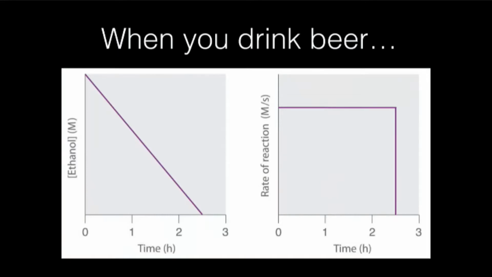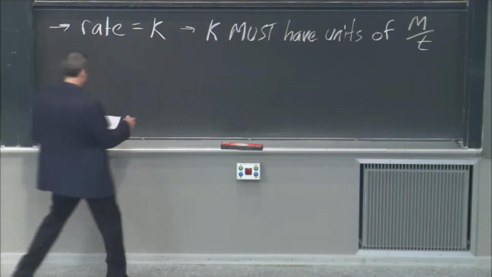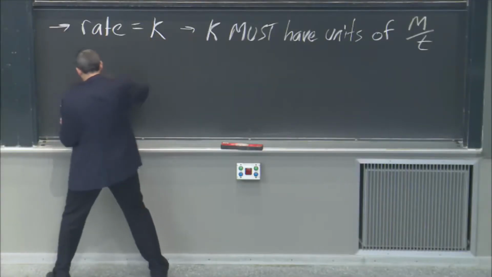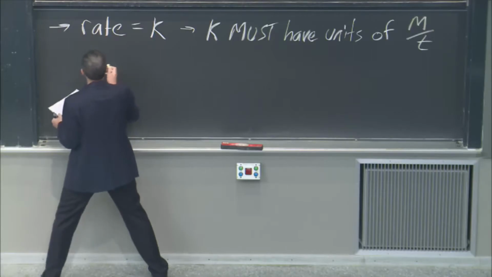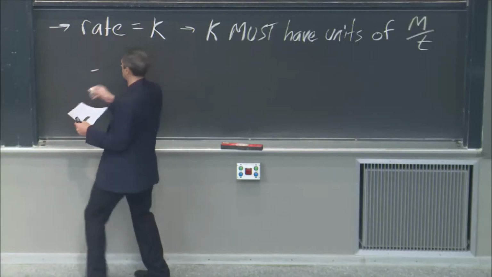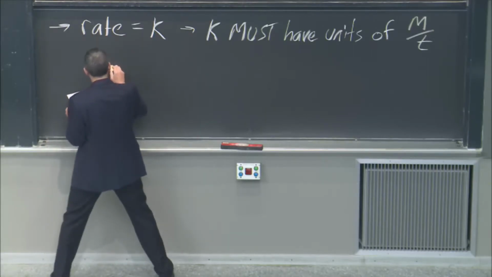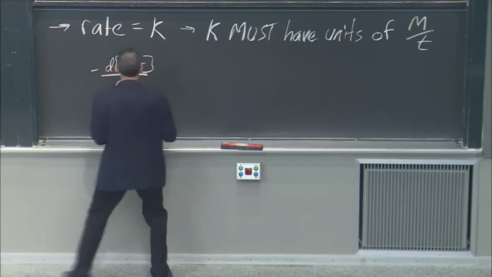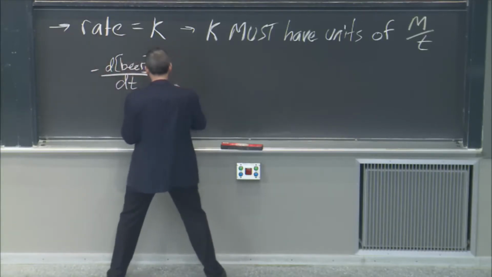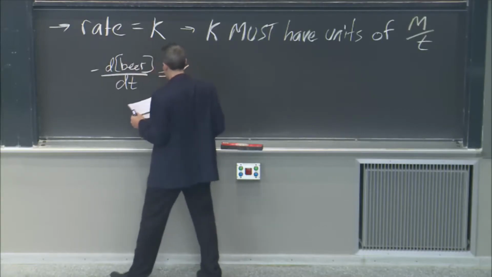But there's another thing we can do with beer, which is we can integrate it. Because if we know that there's some reaction that beer goes to something, so minus d[beer]/dt, assuming it has a coefficient of 1, is going to equal K.